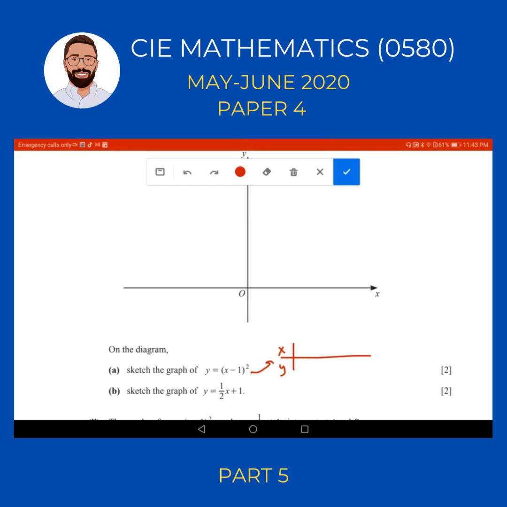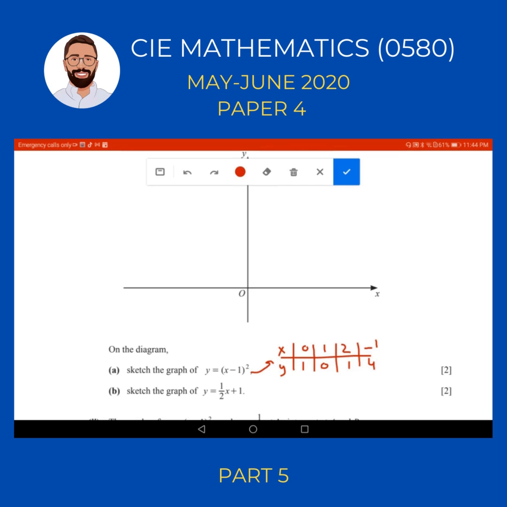So when x is 0, y is negative 1 squared, which is 1. When x is 1, y is 0. When x is 2, y is 2 minus 1, which is 1 squared, and the value is 1. And when x is negative 1, y is negative 2 squared, and the answer is 4. So simply you need to substitute each x value into the equation y equals x minus 1 squared.